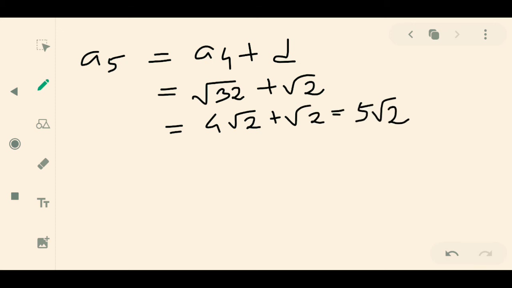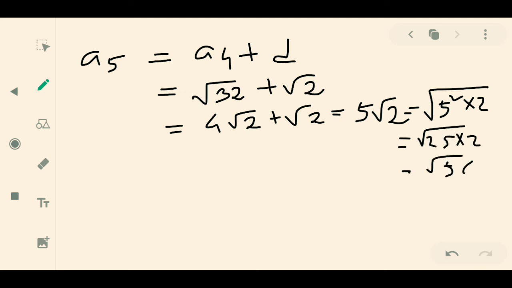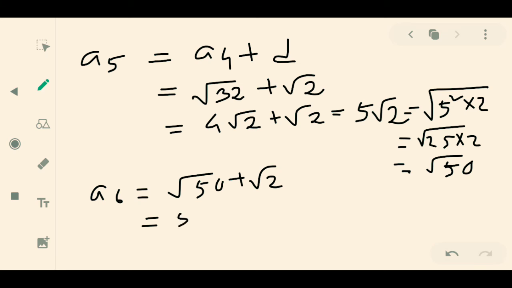This 5, if you take it inside the square root, then what will be there? 5 square into 2. 5 square means 25 into 2 inside the square root. So we will get root 50. A6 will now be root 50 plus root 2. Just add. Root 50 means 5 root 2, and this one is root 2. So you will get 6 root 2.